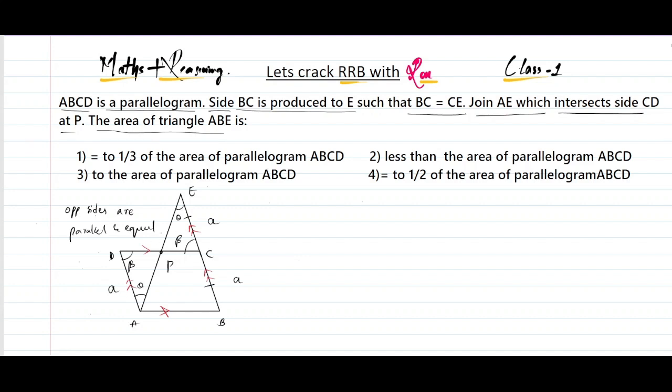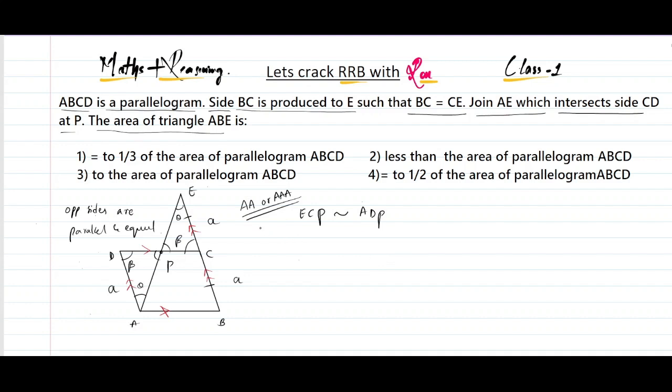So in these two triangles, triangle ECP and ADP, theta and beta, two angles are equal by the AA property. In a triangle, if two angles are equal, automatically the third angle will also be equal, right? So by the AA or AAA property, triangle ECP is similar to triangle ADP.